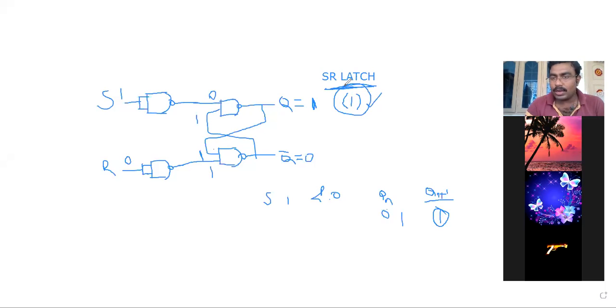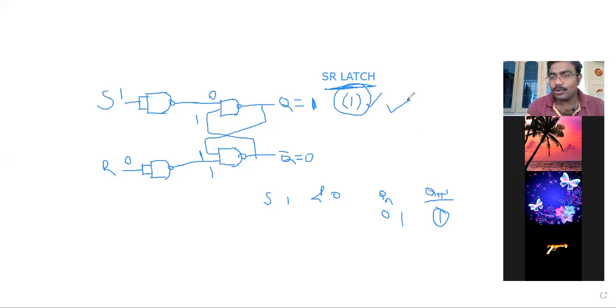No change state or set state. So when you're taking S equal to 1 and R equal to 0 for an SR latch, we call that the set state, since you're getting your output as 1 here.